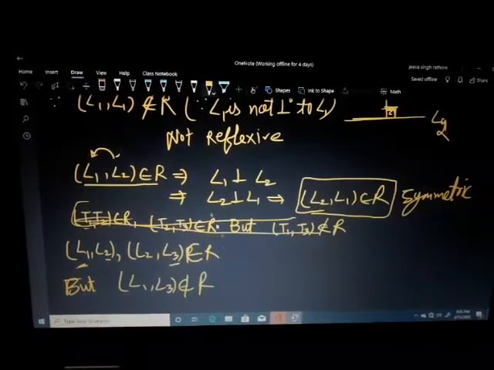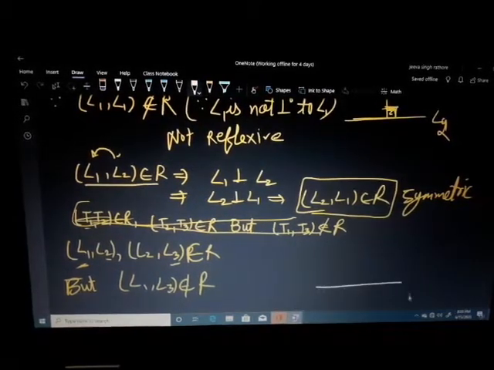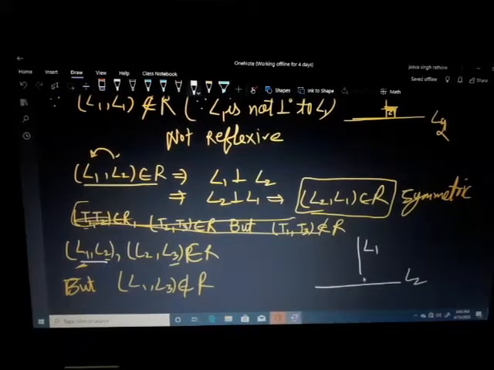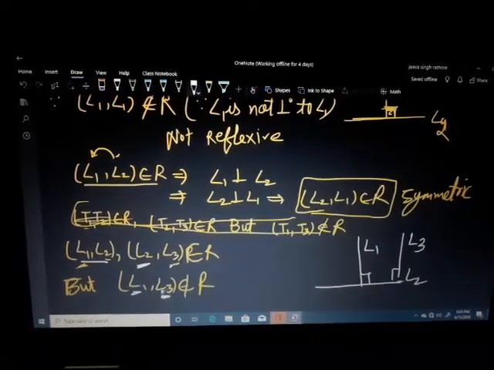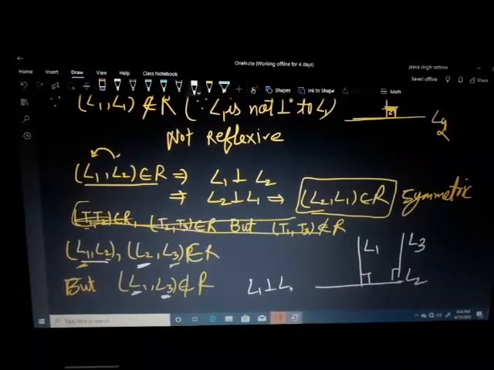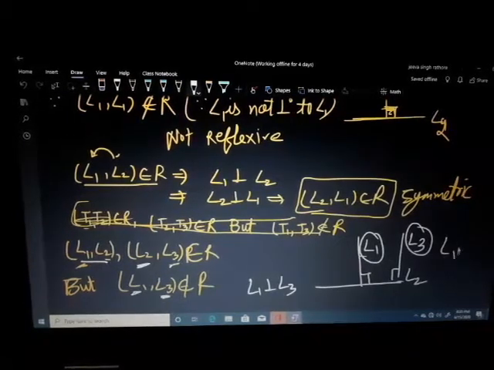Why does it not belong to R? For example, this is line L1, this is line L2. L1 comma L2 means L1 is perpendicular to L2. Next, L2 comma L3 means line L2 is perpendicular to L3. This is L3. That means L1 is not perpendicular to L3. L1 comma L3 would mean L1 is perpendicular to L3. So you are seeing here L1 is not perpendicular to L3, but L1 is parallel to L3.